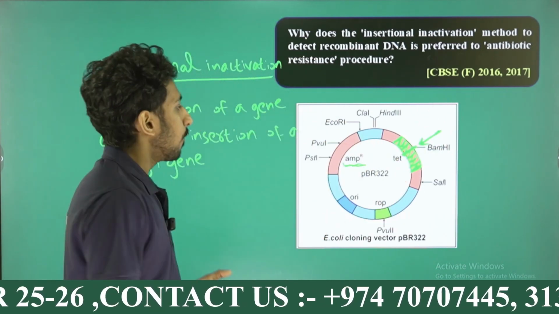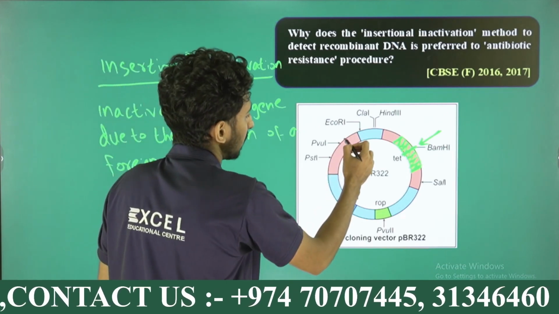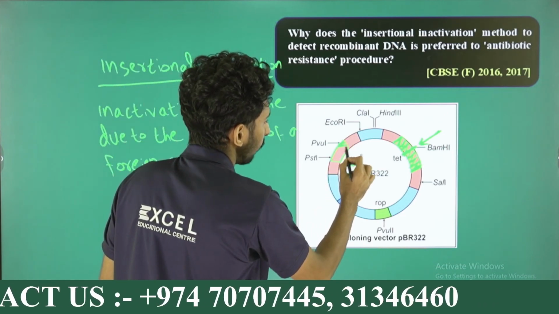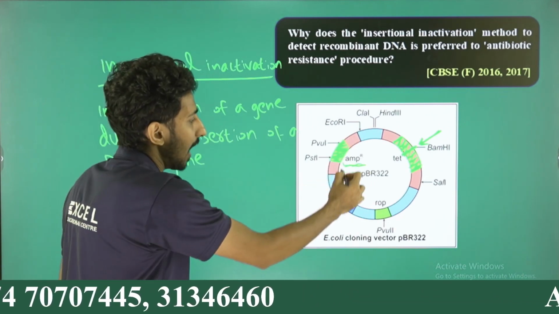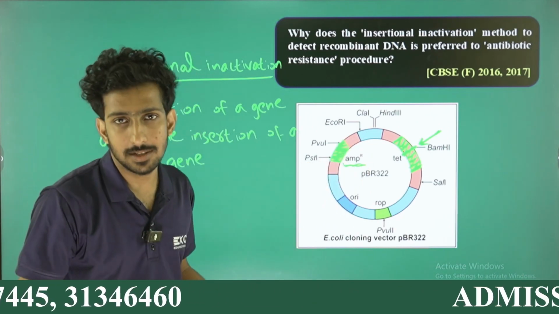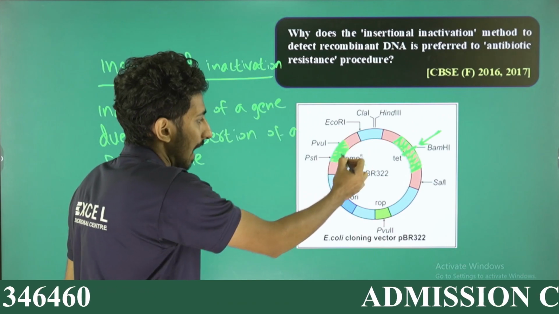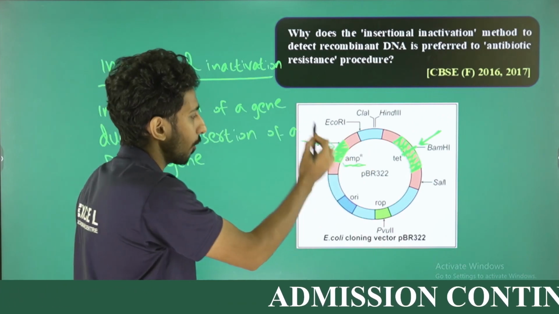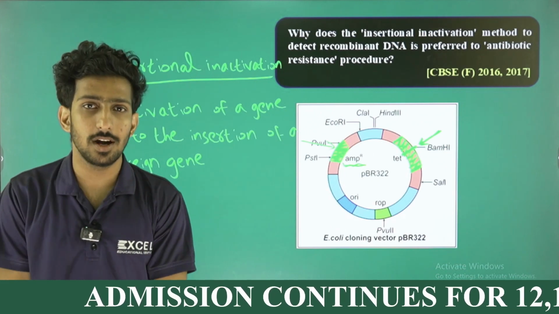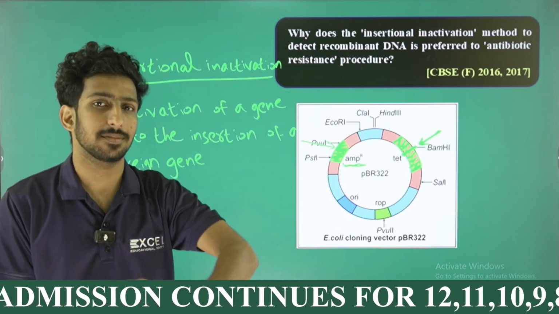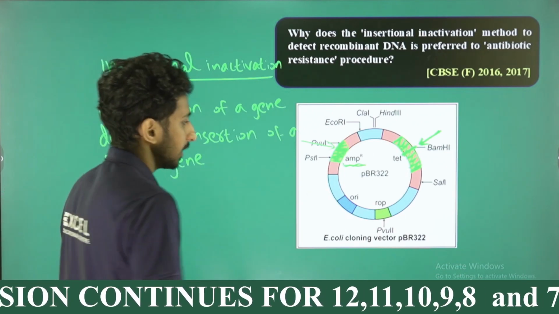Got it? And what if I add a foreign gene in the PvuI site? The AmpR gene will be inactivated. That is the inactivation of AmpR due to the insertion of a foreign gene. Inactivation of a gene due to the insertion of a foreign gene is called insertional inactivation. Now listen.